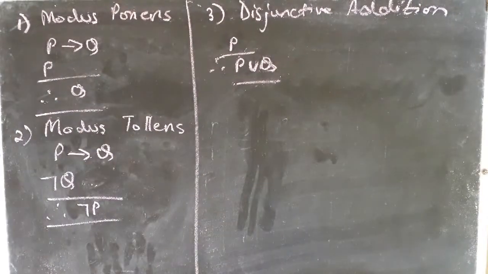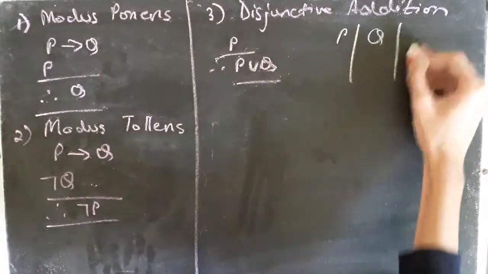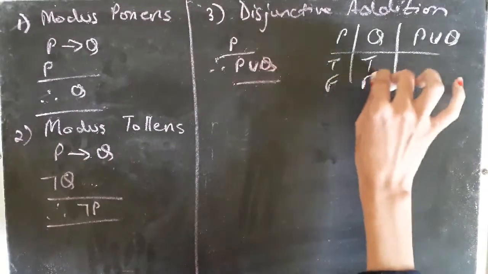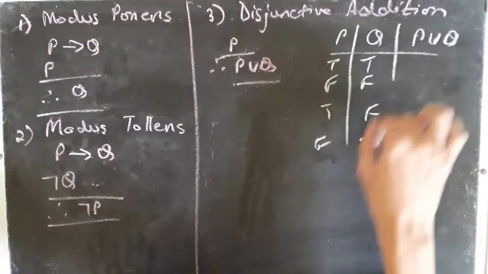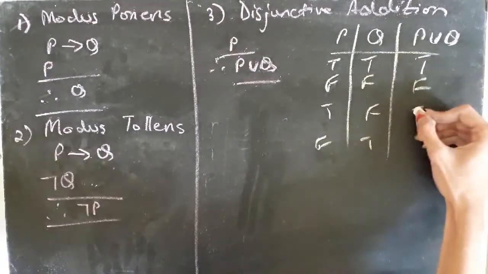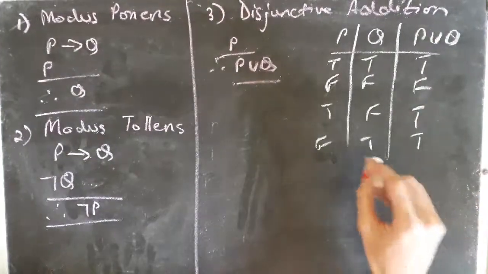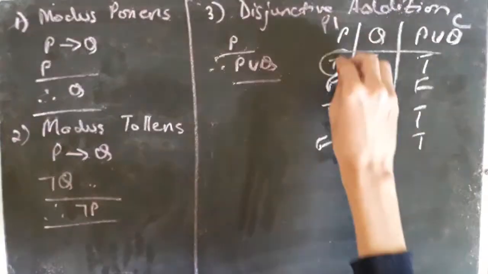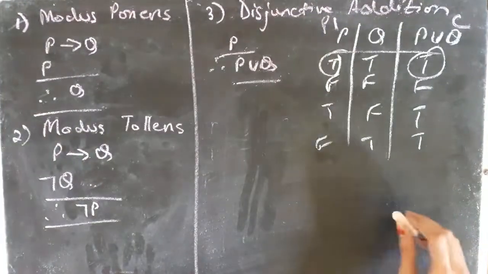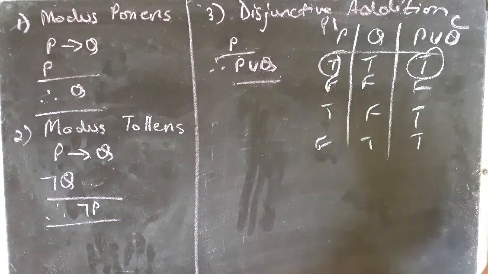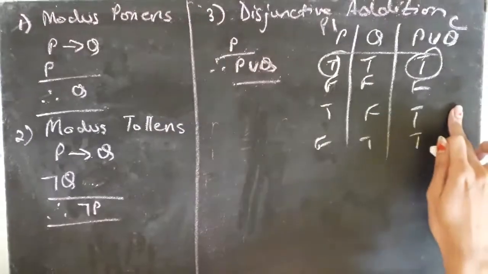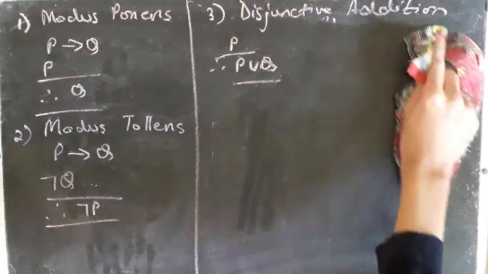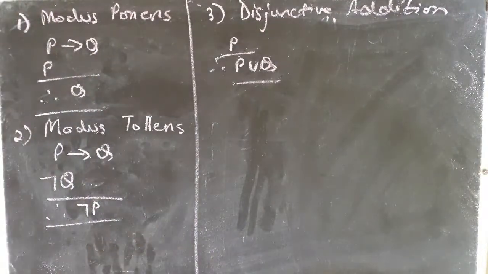But again we can prove this with the help of a truth table. P, Q, P or Q: T, T, T; T, F, T; F, T, T; F, F, F. Now this again is P1 and this is the conclusion. So we see, because of the first one, it is a valid argument. We don't have a condition where P is true but P or Q is false. Thus we cannot say that the argument is invalid. And hence we prove that this argument is also valid, and disjunctive addition is thus an inference rule.